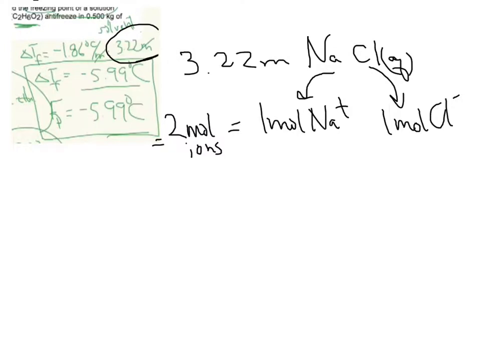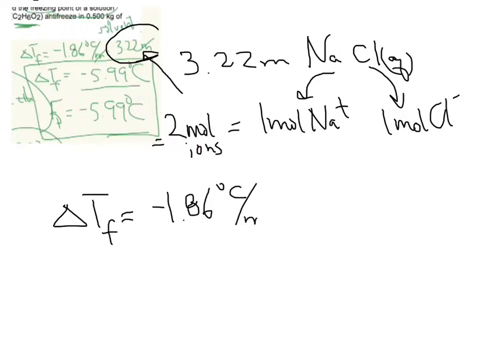When we look up here at this 3.22 molal, what we in effect have to do to calculate the correct freezing point depression is this. We will have to take our delta T sub F, which is going to be equal to K sub F, that negative 1.86 degrees Celsius per molal, times 2, which is the number of moles of particles that can be produced with every 1 mole of the solute, times that molality.